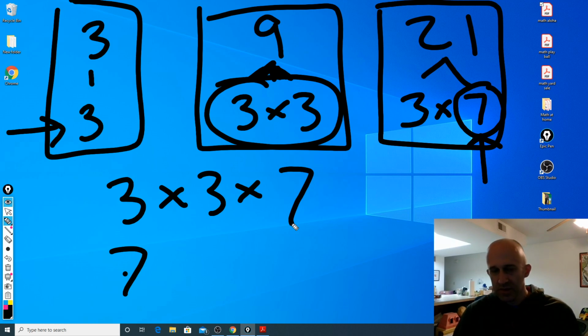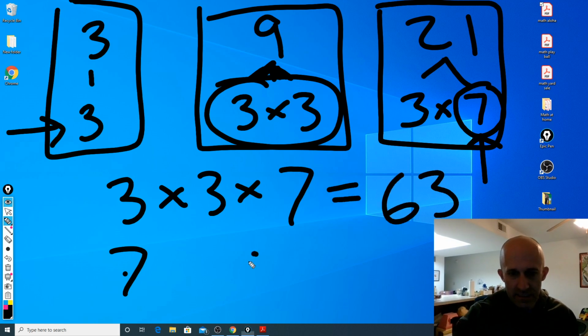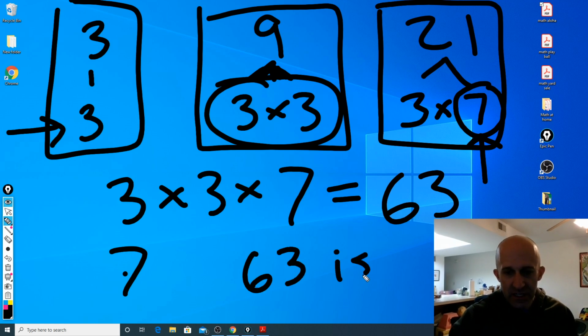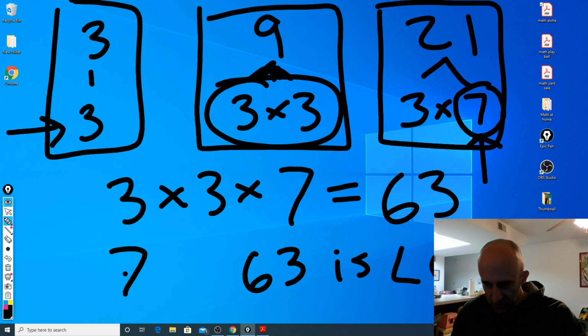If you do this in a calculator or in your head, 3 times 3 times 7 is 63. 63 is your least common multiple. I hope that makes a little bit of sense. I'll do it a couple more times here.